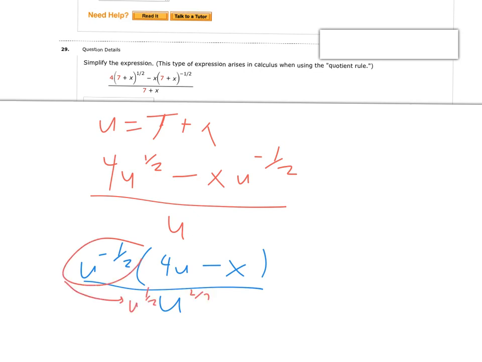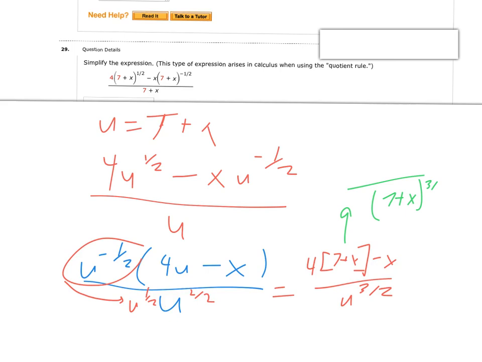I'm going to think of this as 2 over 2. So I'm going to call this u to the 3 over 2 on bottom. And on top, I'm actually going to plug that u back in, 7 plus x. And then we got minus x. So then we'll simplify that. On bottom, I'll rewrite that as 7 plus x to the 3 over 2 power. On top, I'm going to call it 28 plus 4x minus x. And so that becomes 3x plus 28.